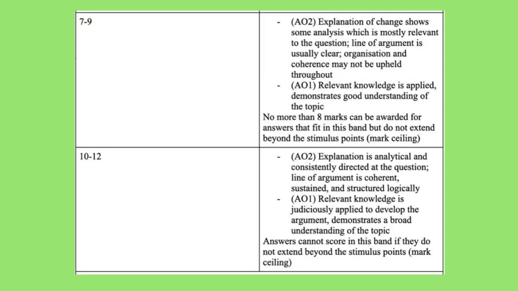These are the top 2 bands. Now you might see here that we've got things like the explanation is analytical, it's relevant, it's really tightly focused to the question, and to score in the top band you also need to have gone beyond the stimulus point, so that means that you're drawing on lots of your own knowledge to show you've got a really good understanding of the topic.